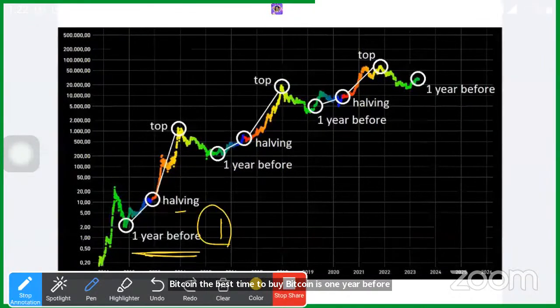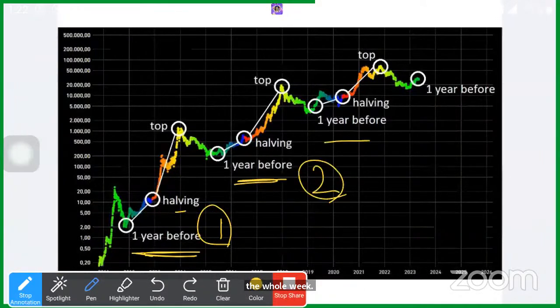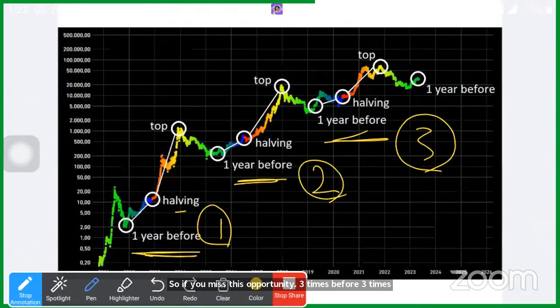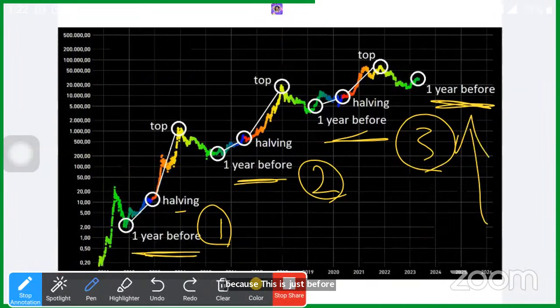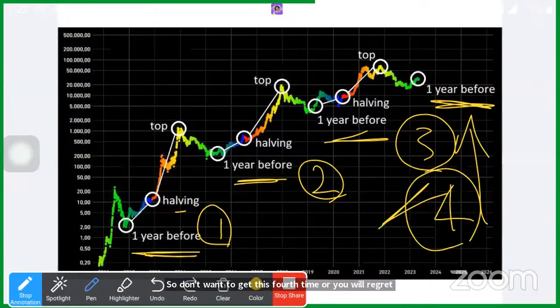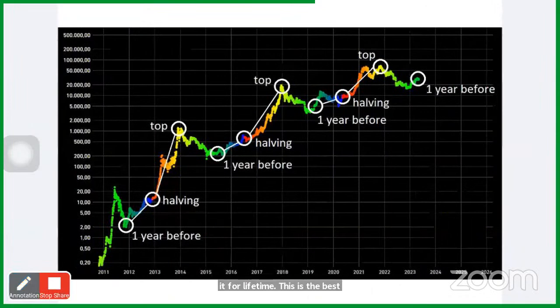So if you missed this opportunity 3 times before, 1 year before halving was the best time. And we are again at the same part of the time. We are already late, but still we are early, because this is just before the halving that you can start today and take action. So don't miss this fourth time, or you will regret it for a lifetime. This is the best time to buy Bitcoin.